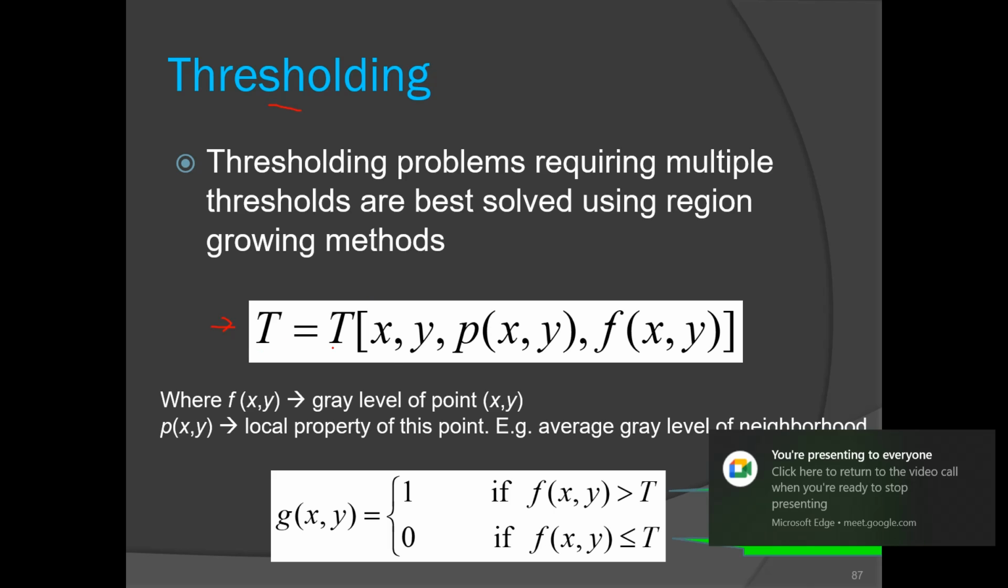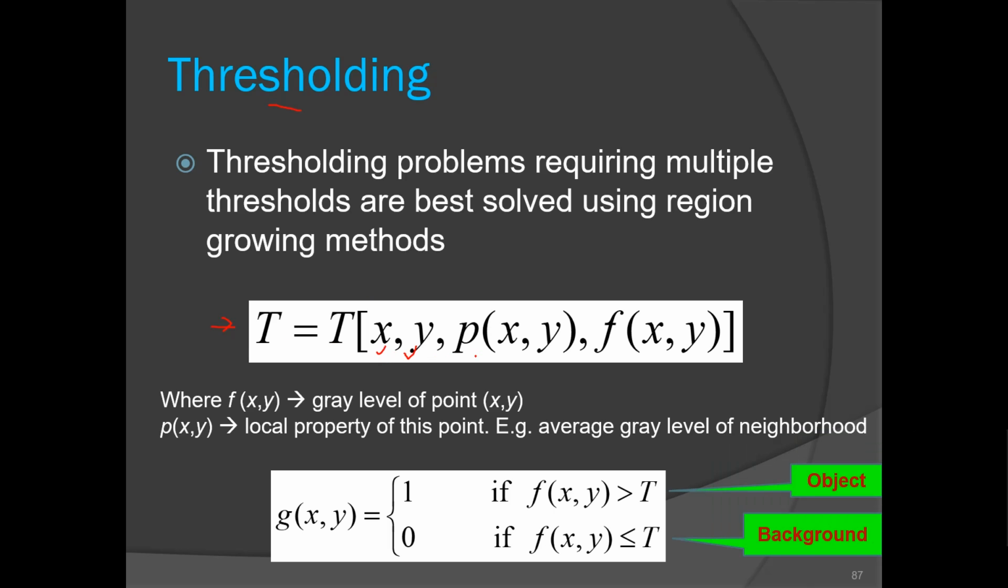Now t is a function on our spatial coordinate x, y. p(x, y) actually represents the neighborhood, so it is a local property of this point. It can be the average gray level of the neighborhood around that x, y, and f(x, y) is actually the intensity level of that particular pixel.